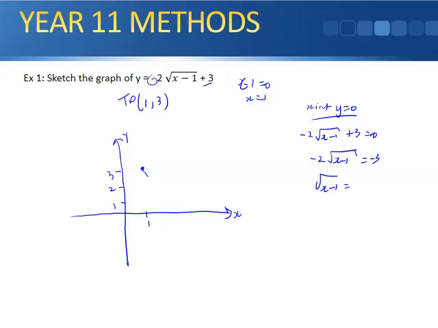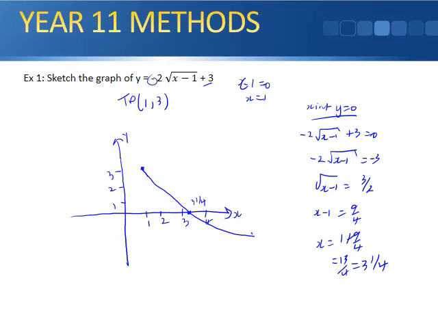Square root of x minus 1 equals 3 on 2. Square it all, so we get x minus 1 equals 9 on 4, and x will equal 1 plus 9 on 4, which means it's 13 on 4, which means it's 3 1/4. So 1, 2, 3, 4, 3 1/4 is right there. So it's going to come down like this and go like that, and it continues.